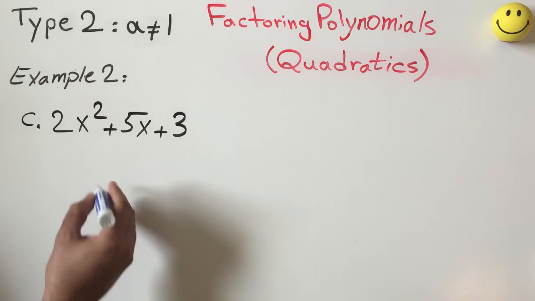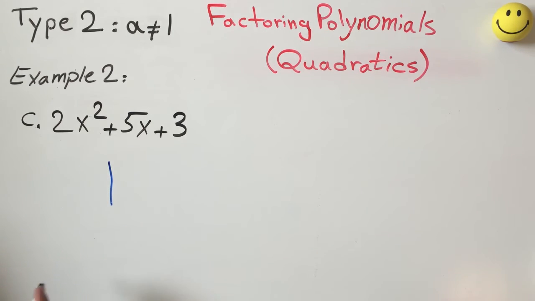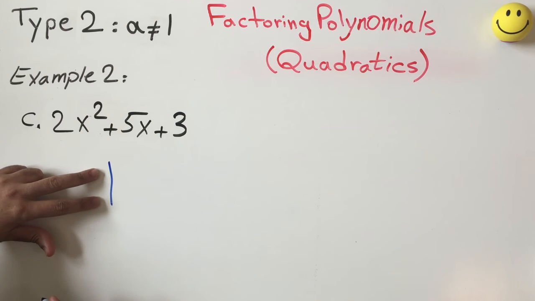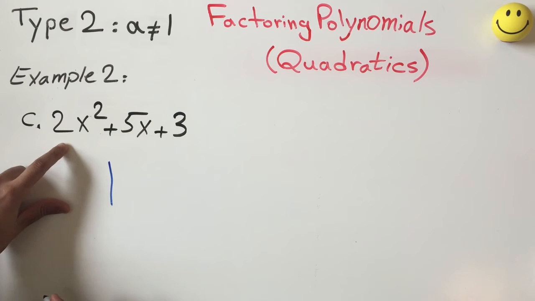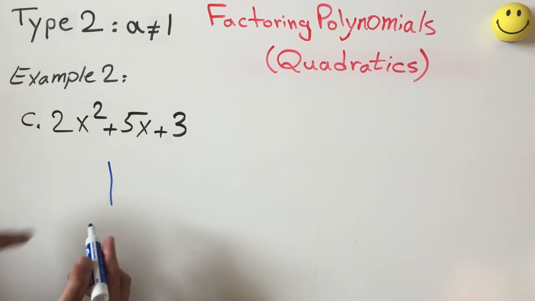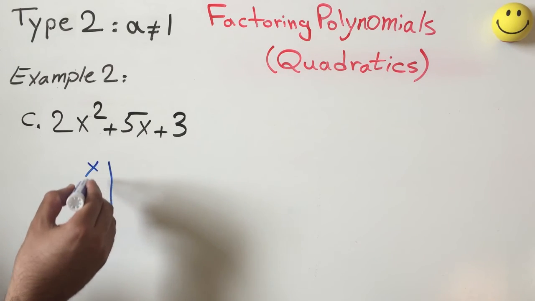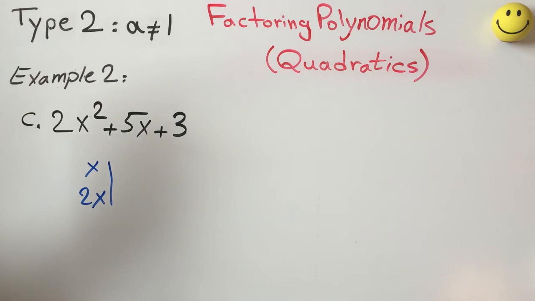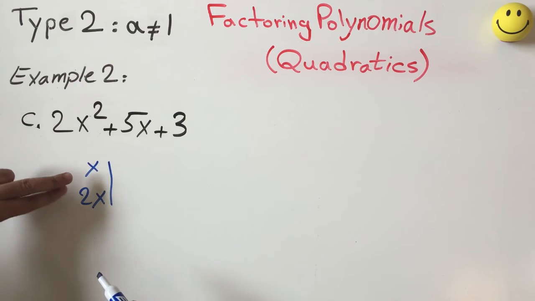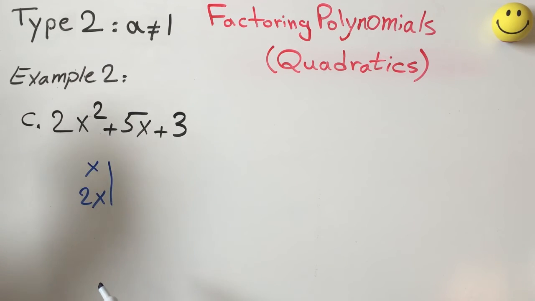First of all, you have a vertical line. You have to find two terms which make 2x squared. So here, for example, we have x and 2x. Are there any other terms which will make 2x squared? Probably not. So basically 2x and x, if you multiply them, will give you 2x squared.